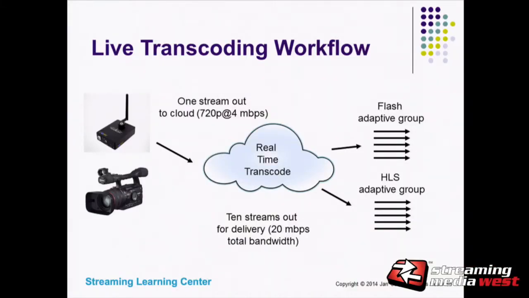Why do I think it's interesting? Any live event producer, what's the big problem you have if you're a live producer? It's getting the video out of the building. Especially if you're trying to produce 10 streams. Here we're getting one 4 megabit per second file out of the building. I can do that in my office in small town Virginia. But if I tried to get the Flash adaptive group and the HLS adaptive group, that might combine into 12 or 15 megabits per second, and getting that out of my building to my streaming server is going to be very difficult.